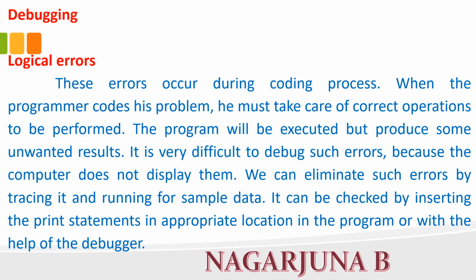That means we need to thoroughly check the program from first to last, that is from top to bottom, and you can check it by executing the program by giving a sample data. For example, you might have written a program to find the sum of two numbers. If you give 5 and 10, the output should be 15. But if you are getting minus 5, that means instead of writing plus, you might have written a minus sign. If you are getting 50, that means you have written a multiplication sign instead of a plus sign.